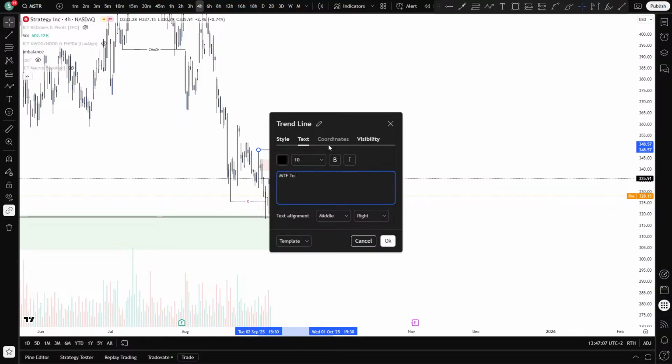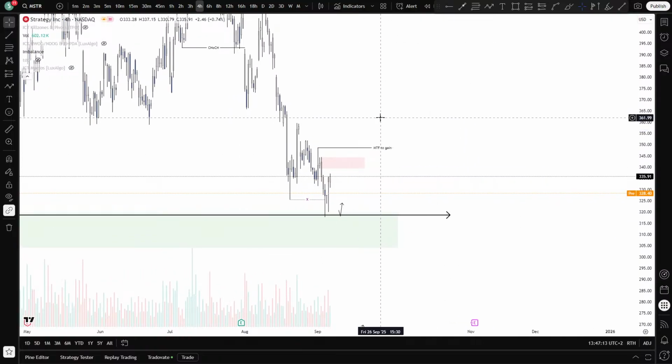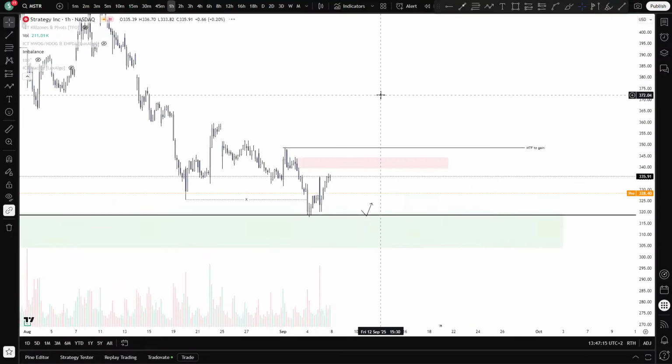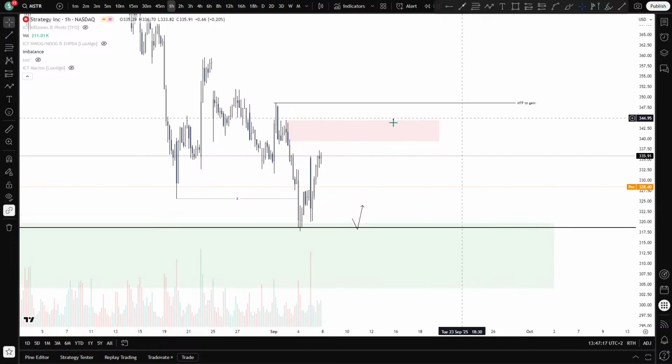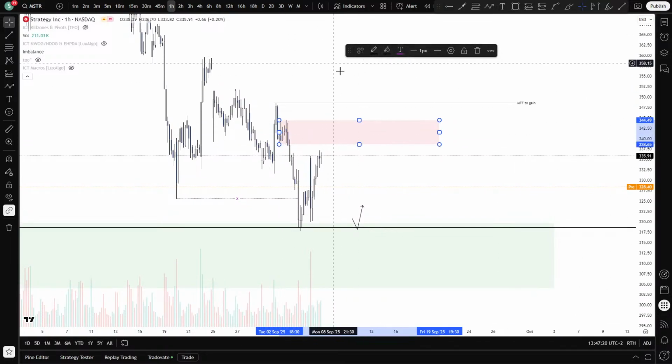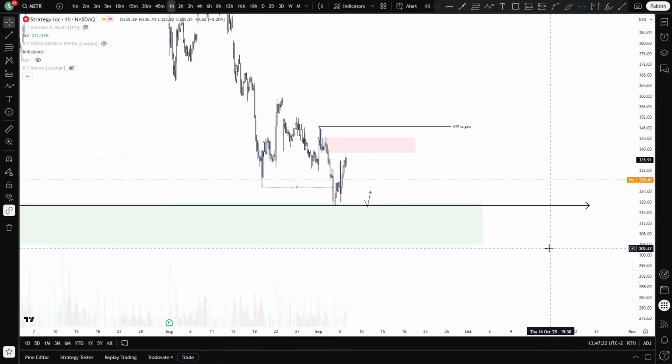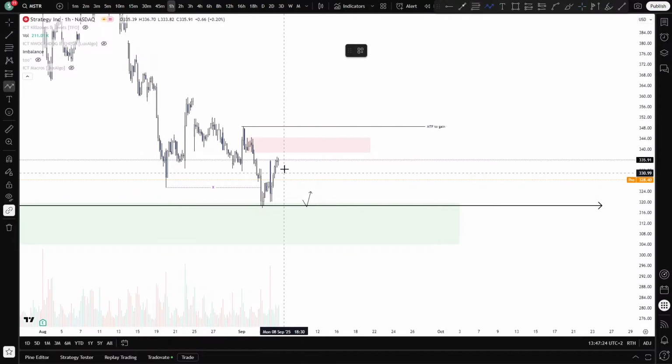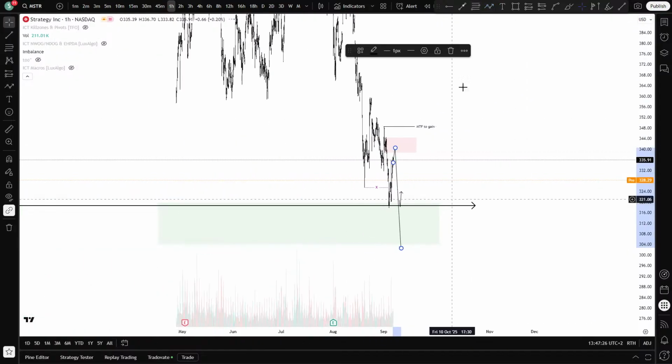MTF high to gain. Of course, a gain on this level doesn't tell us anything. It is just gonna give us some local confirmations for upside. I have this, let me refine it a bit, this supply zone in my chart. Maybe we're gonna reject from this and get a short entry towards new lows again.